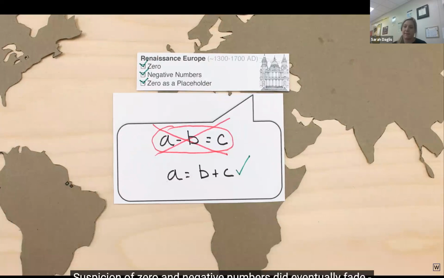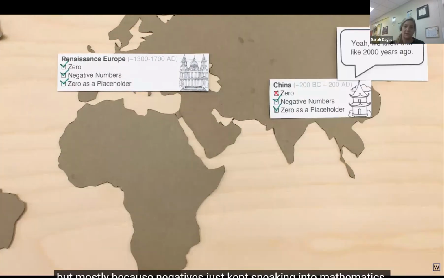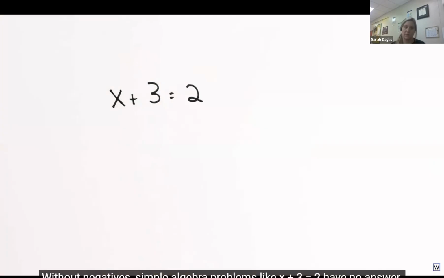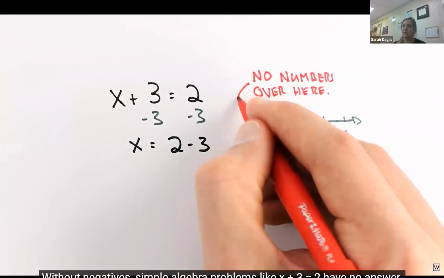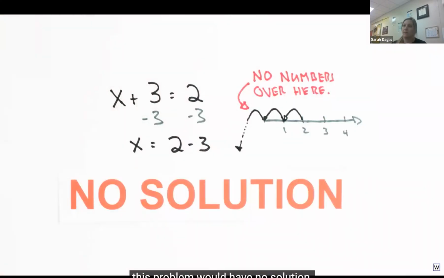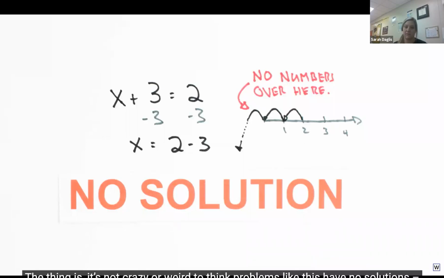Suspicion of 0 and negative numbers did eventually fade, partially because negatives are useful for expressing concepts like debt, but mostly just because negatives kept sneaking into mathematics. It turns out there's a whole lot of math you just can't do if you don't allow negative numbers to play. Without negatives, simple algebra problems like x plus 3 equals 2 have no answer. Before negatives were accepted, this problem would have had no solution, just like we thought our original problem had no solution.